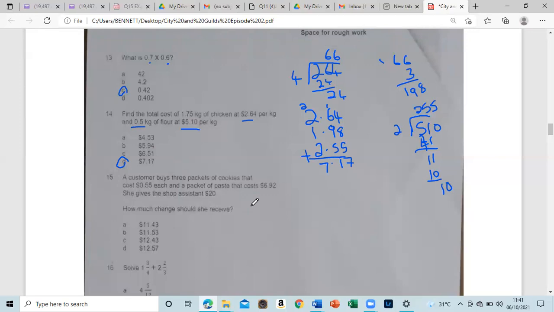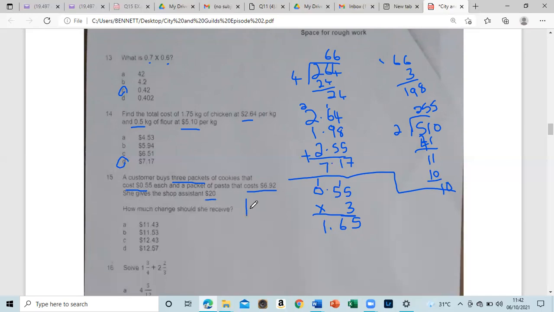A customer buys 3 packs of cookies that cost $0.55 each and a packet of pasta that costs $6.92. She gives the shop assistant $20. How much change does she receive? So it's 0.55 and it's 3 packages. I have to highlight these things here. I always tell my students to highlight these things, all right? And then $20. You can add it 3 times, or you can just multiply, easier. You buy 3 packages, 3 times 5, 15, there is 5, carry 1, 3 times 5, 15, and 1, 16. So basically, the person pays $1.65 for the cookies.